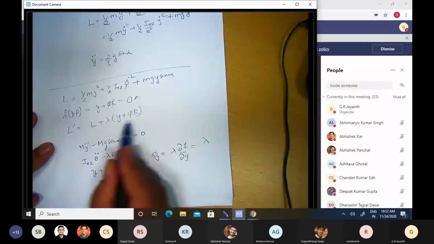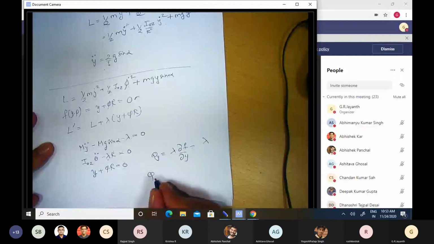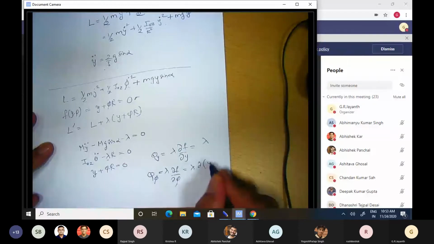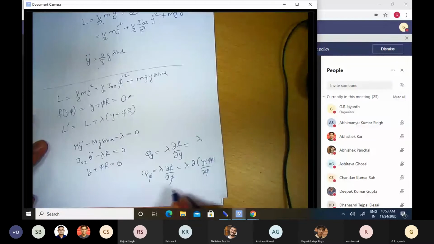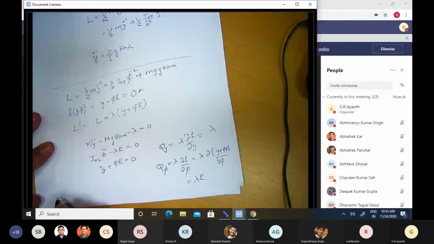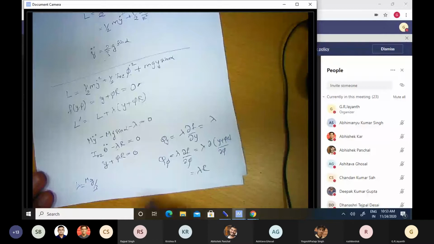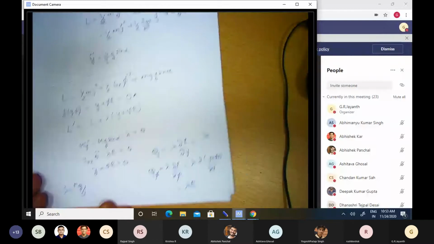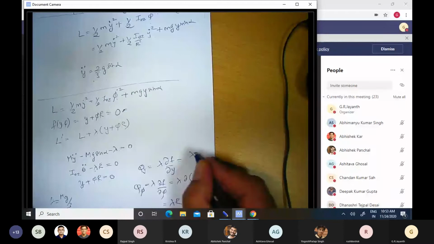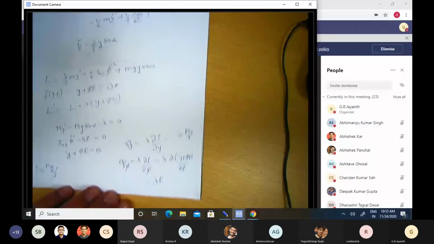Q phi is lambda delta f by delta phi, which is basically lambda delta of (y plus phi r) by delta phi, equal to lambda r. Now, as I said, if you eliminate lambda in this process, you get lambda to be equal to mg by 3. So you would have therefore the frictional force that ensures rolling motion to be equal to mg by 3, and the associated moment to simply be equal to r times mg by 3, as expected.